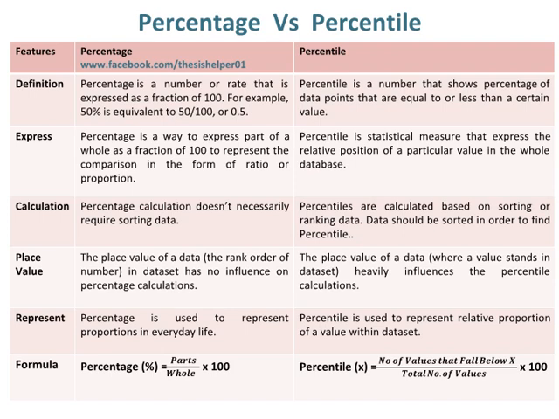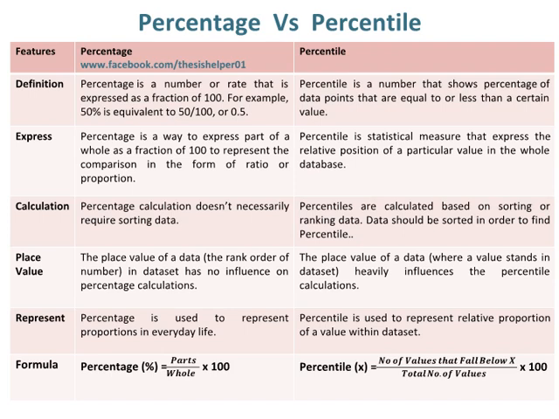Percentage is a way to express part of a whole as a fraction of 100 to represent the comparison in the form of ratio or proportion. Whereas percentile is a statistical measure that expresses the relative position of a particular value in the whole dataset. Percentage calculation doesn't necessarily require sorting data, whereas percentiles are calculated based on sorting or ranking data. Data should be sorted in order to find percentile.